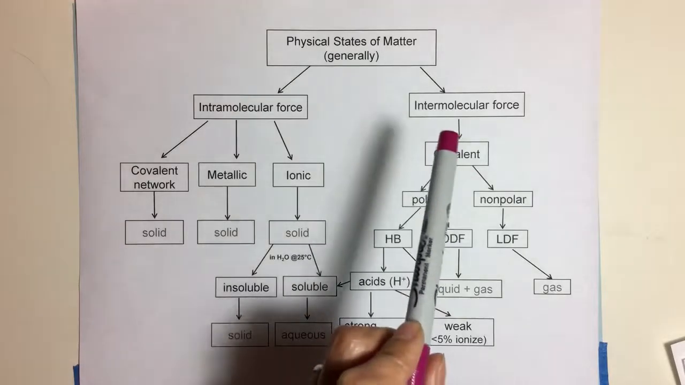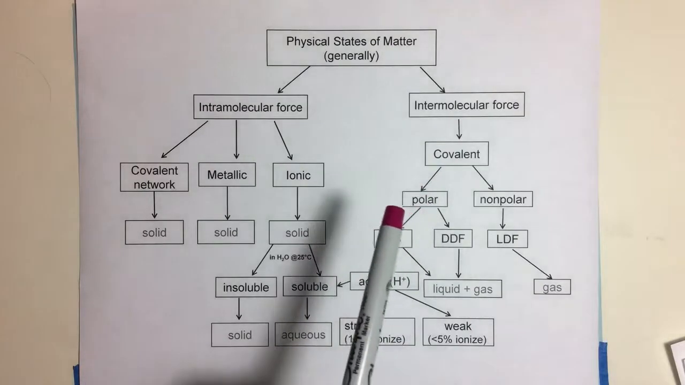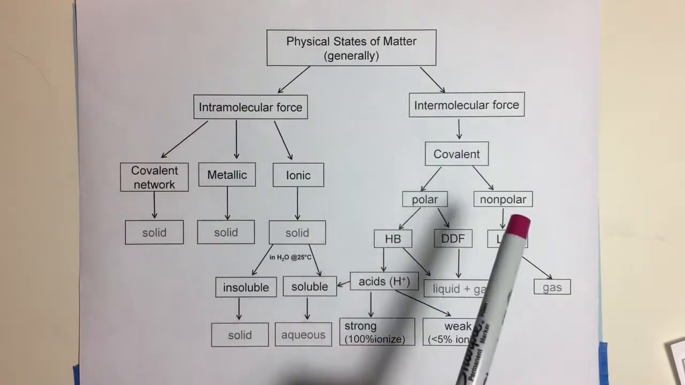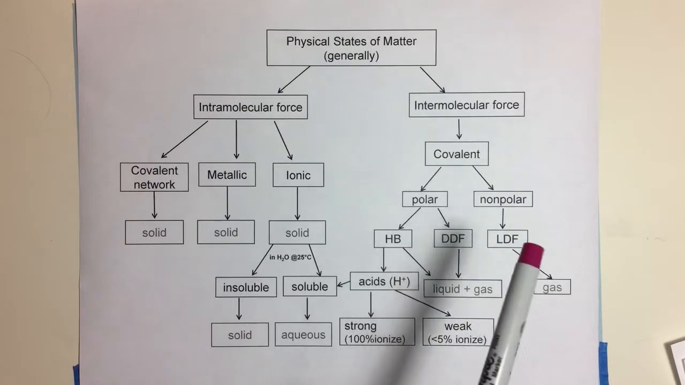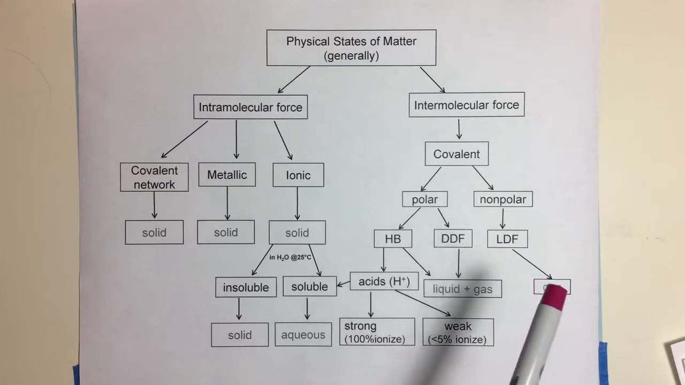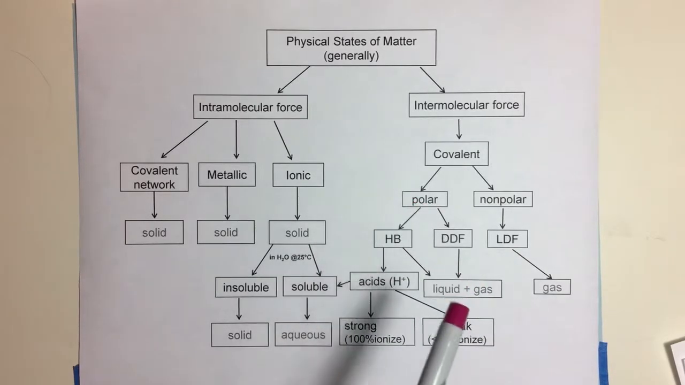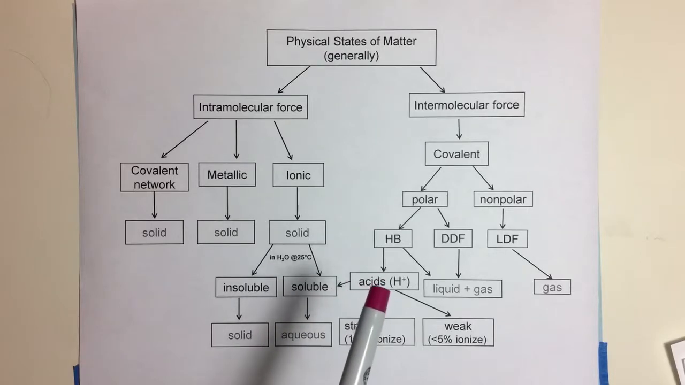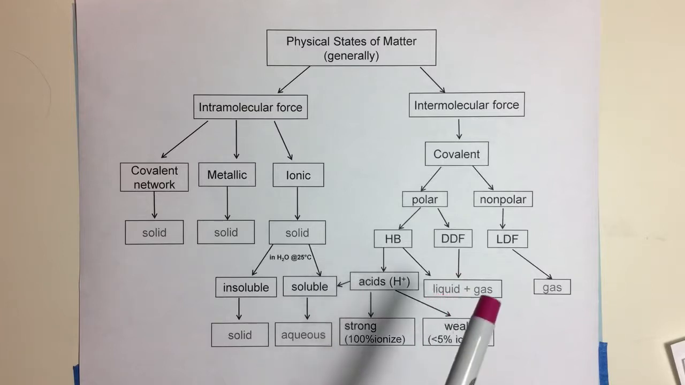Now, moving over to the intermolecular forces, covalent compounds have intermolecular forces, and so they're divided into polar covalent and nonpolar covalent. The nonpolar covalent compounds have intermolecular forces called London dispersion forces. We abbreviate it as LDF. And because those forces are very weak, these substances tend to be gases at room temperature. Polar covalent compounds will oftentimes be liquids or gases, or sometimes designated as aqueous. DDF substances are either liquids or gases.